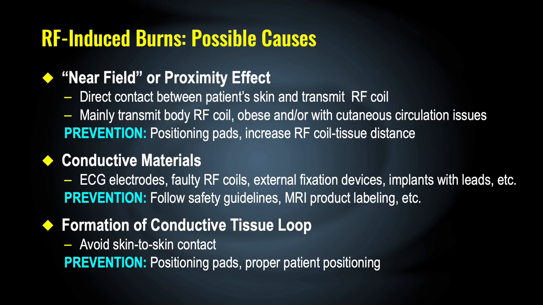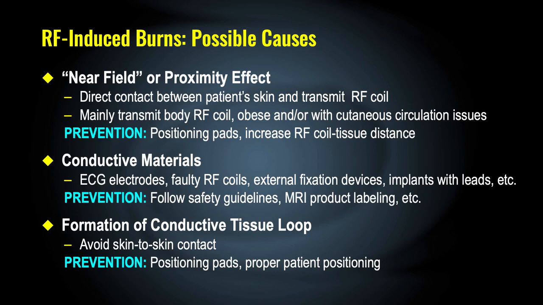First, the near field or proximity effect. In this instance, the burn occurs due to direct contact between the patient's skin and the transmit radio frequency coil. The body transmit RF coil of the scanner is usually responsible for this type of burn, which tends to occur in obese patients and/or individuals with issues related to their cutaneous circulation. The best way to prevent a near-field effect burn is to increase the distance between the transmit RF coil and the patient's skin via an air gap or by adding positioning pads to prevent contact with the RF coil.